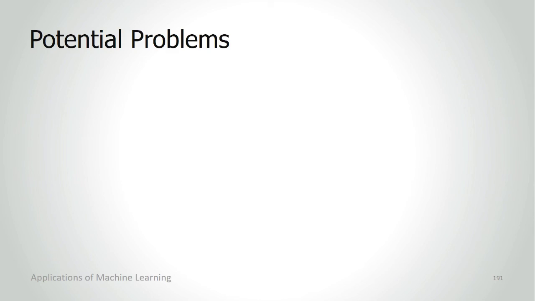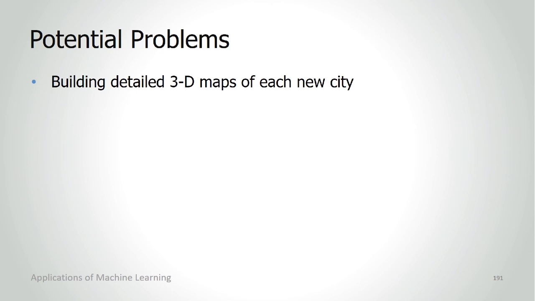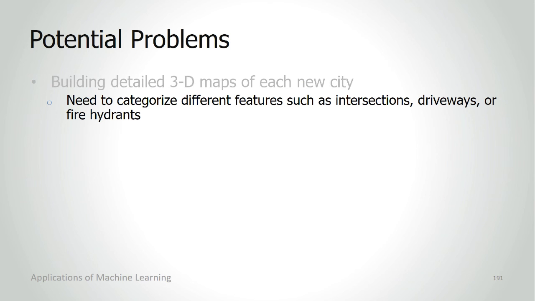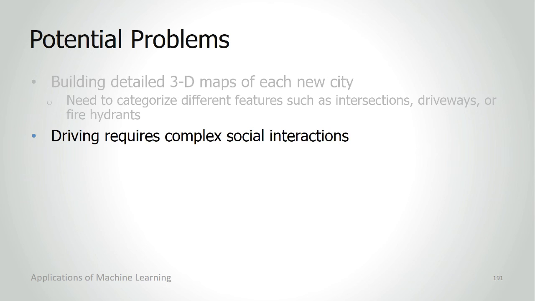Okay, so much for fun. Let's talk about some potential problems. Well, building detailed 3D maps of each new city is needed. So when Google goes into a new city or a new location, they have to build a 3D map of the city. They have to annotate the data, and I'll show you that in the next video. That's non-trivial, it requires a lot of work. As we said, you need to categorize different features: intersections, driveways, fire hydrants. That's the first problem. The second problem: driving requires complex social interactions.